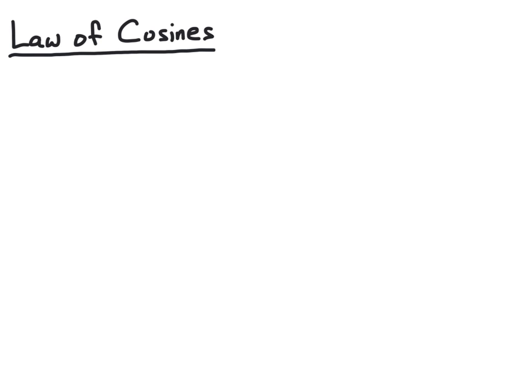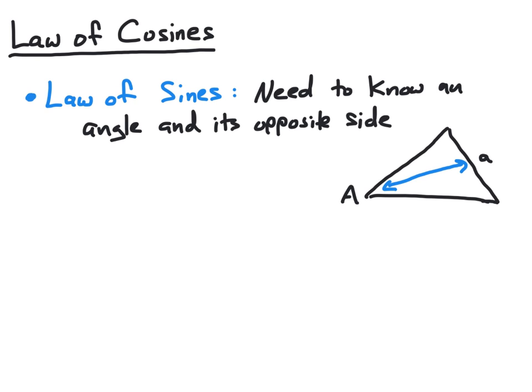In this video, we're going to take a look at another tool that can be used to solve non-right triangles, known as the law of cosines. We've previously discussed how to use the law of sines to solve non-right triangles. To use the law of sines, we need to know one of the angles of the triangle and the side length of the opposite side from that angle. For example, in this picture, we would need to know angle A as well as side length A in order to use the law of sines.